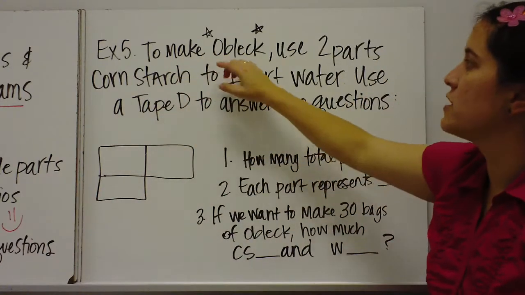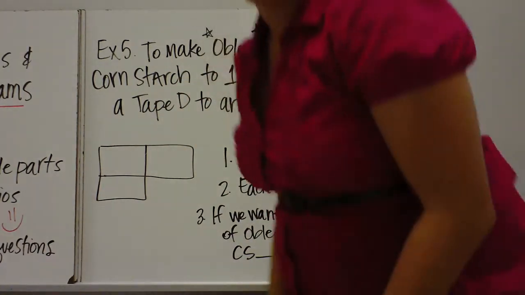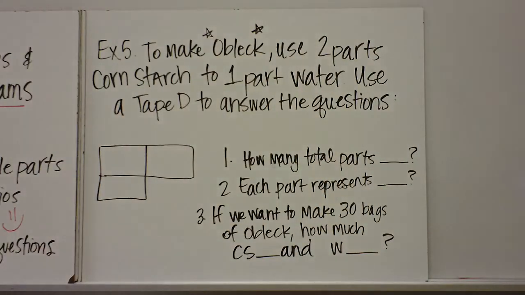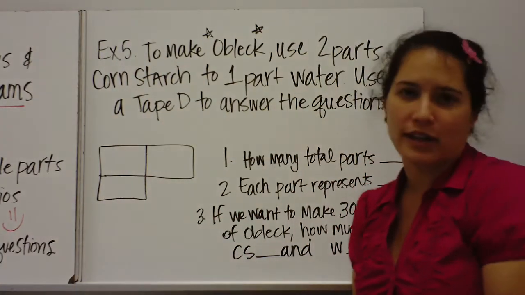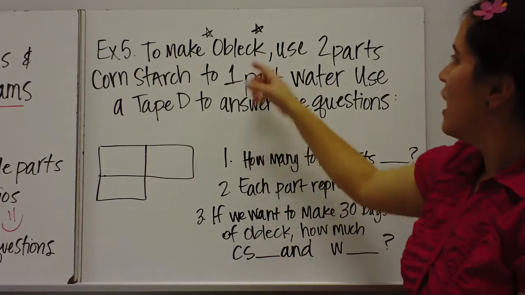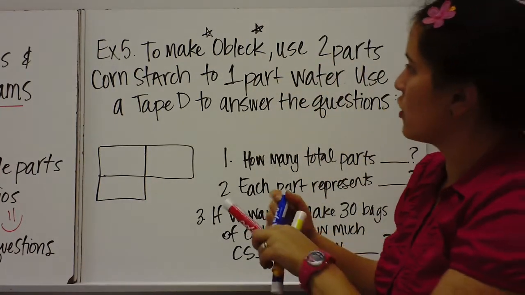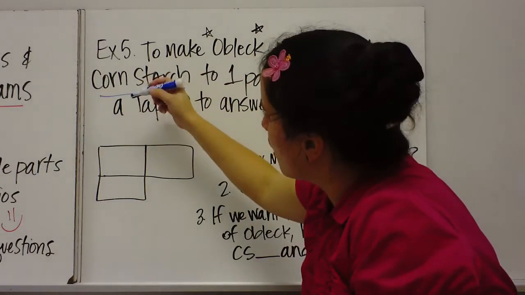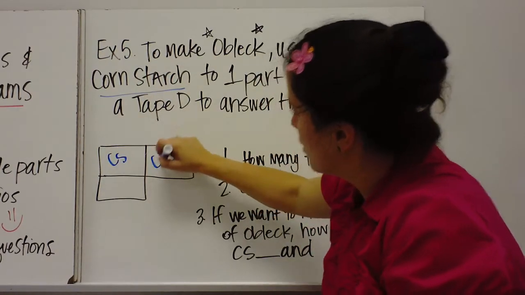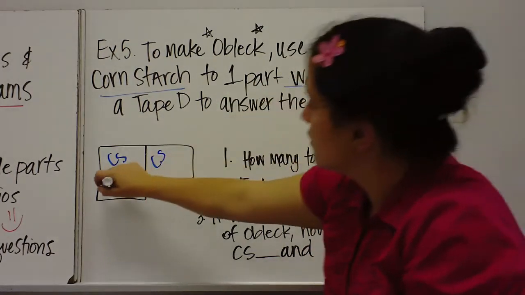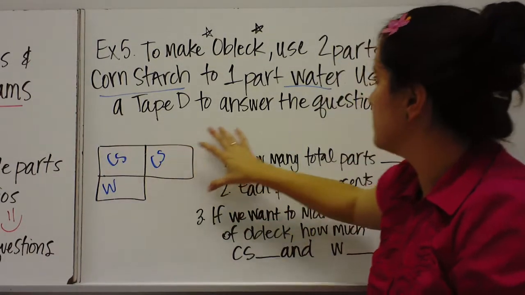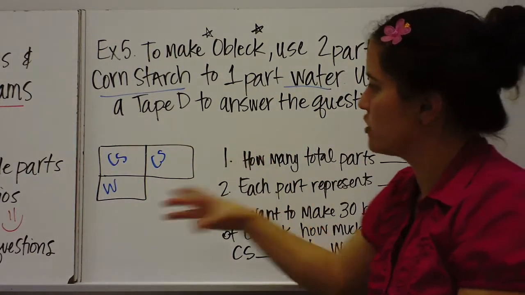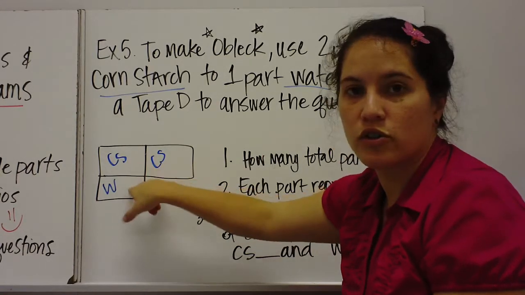Alright, so example 5, to make oobleck. Hang on 1 second. Alright, to make oobleck, I think you made that in science. Use 2 parts cornstarch, so we're going to call that cornstarch, to 1 part water. So I want you to use the tape diagram to answer these questions. I have 3 questions for you. 2 parts cornstarch to 1 part water.